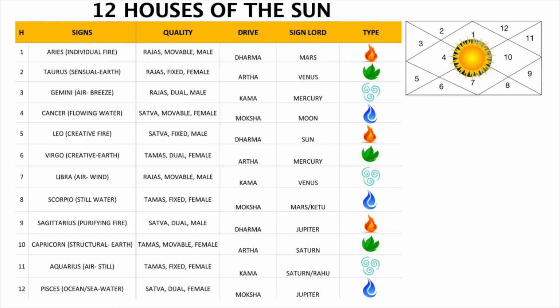the breeze. It is Rajas, dual and male sign. This is the Kama Pada. Drive is Kama or desire. Sign lord is Mercury. The second air sign, Libra, is air as the wind. So the breeze became the wind here. The quality is Rajas, movable and male sign. The drive is Kama, desire, and the sign lord is Venus.